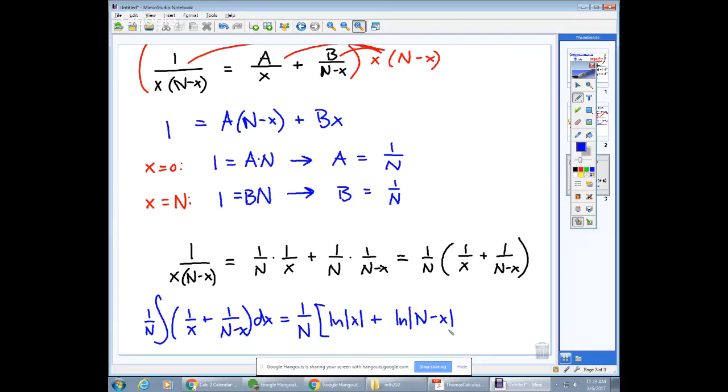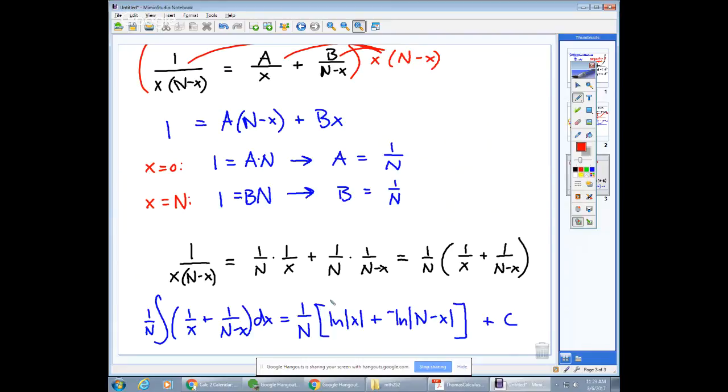But we've got to pause. The derivative of x with respect to x is 1, no problem with the chain rule. But the derivative of N minus x with respect to x is negative 1. There is no negative sitting out here. So I'm going to have to throw a negative in there to compensate. And we're going to have a plus C.